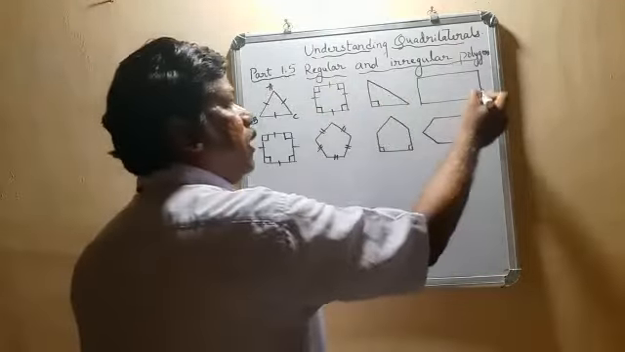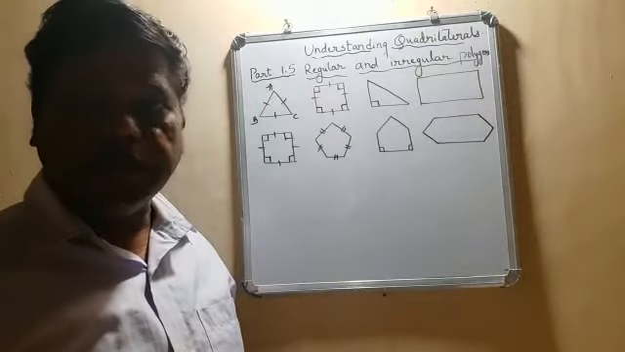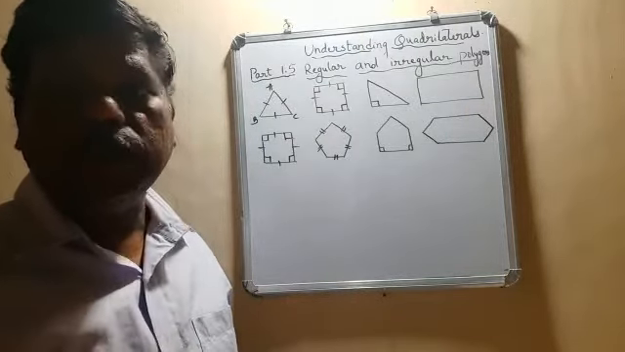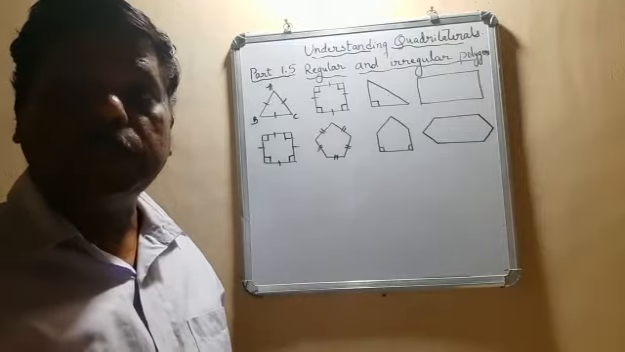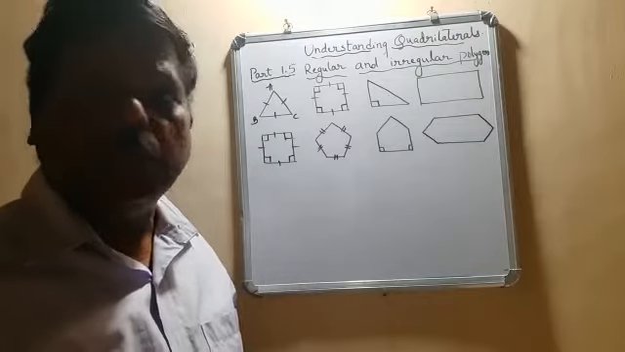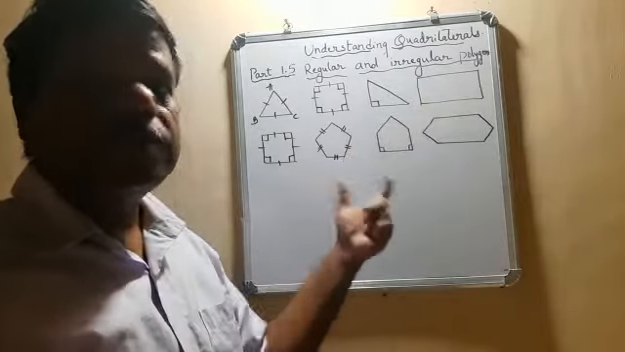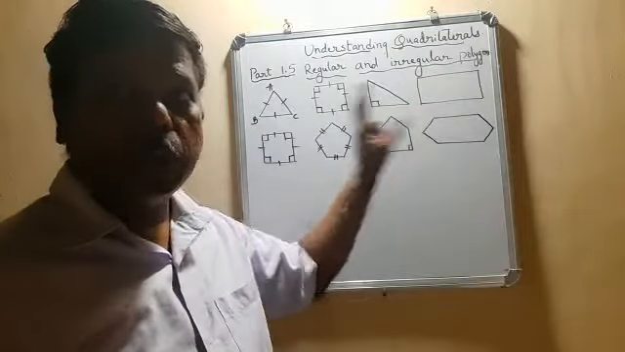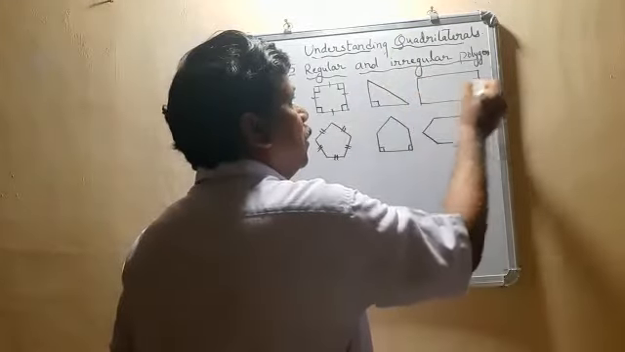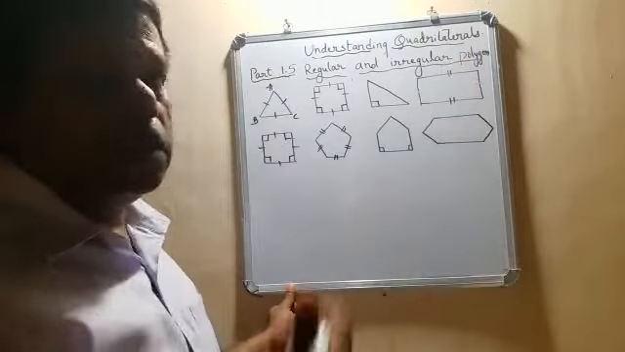Now let us consider a rectangle. In a rectangle, opposite sides are equal, correct? Of course, all the angles are 90 degrees, but the second condition is failing here. The second condition is that all the sides must be equal, right? So that is not true in this case. So we can say that this is also not a regular polygon. It is an irregular polygon.